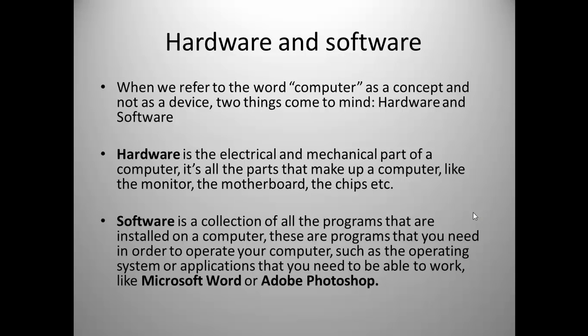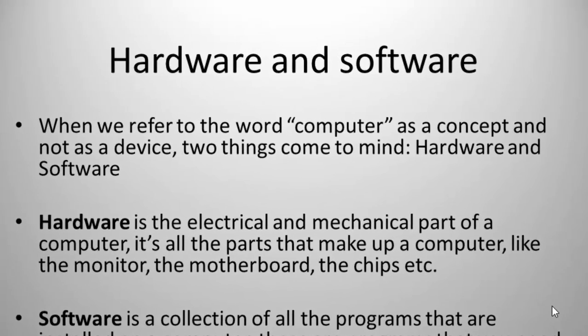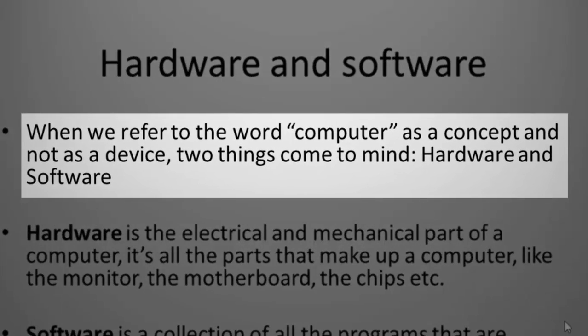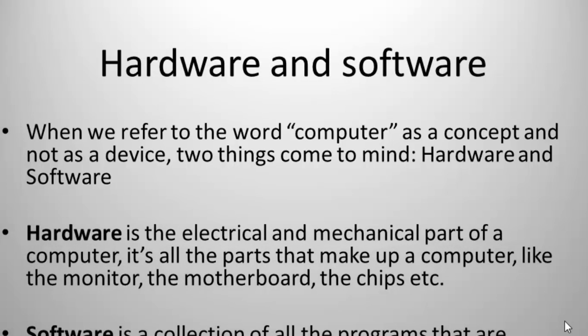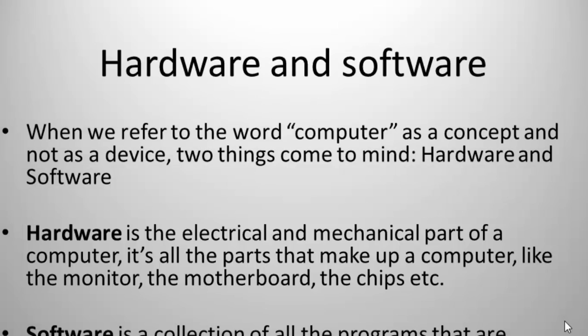And in the second lesson, we studied the difference between hardware and software, and what is hardware and what is software. When we refer to the word computer as a concept and not as a device, two things come to mind: hardware and software. Hardware is the electronic and mechanical parts of a computer. It's all the parts that make up a computer, like the monitor, the motherboard, the chips, and so on.